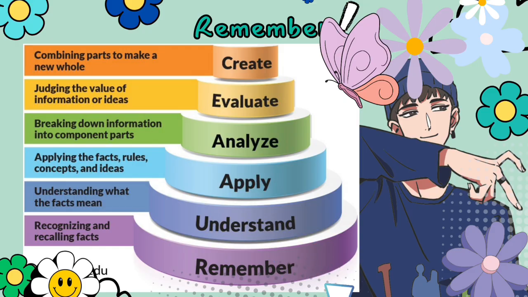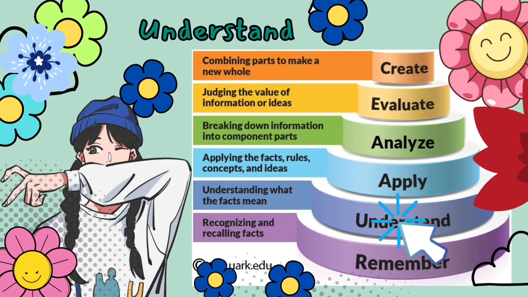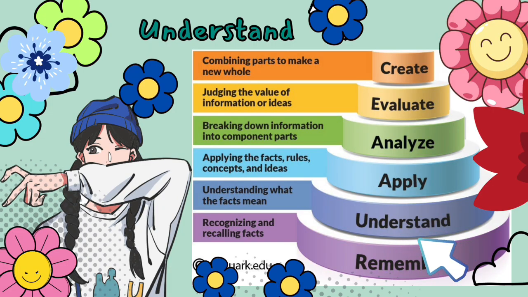The next level that we have on Bloom's taxonomy is understanding. At this stage, learners understand the meaning of information by explaining ideas in their own words. It includes summarizing, classifying, comparing, and interpreting concepts.